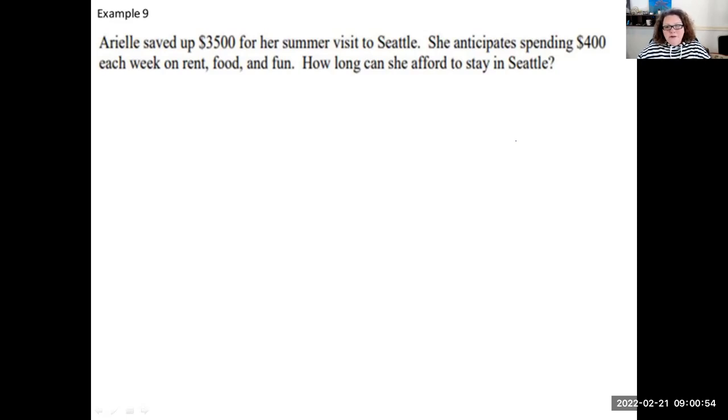Now, I don't even know where to start on this. We need a function to figure out what's going on here. Do we have a way to get two different points? No, there's only two numbers here. So they're actually giving us the numbers that we need for our function. Ariel saved up $3,500. So I'm just going to give you our basic function: f(x) = b + mx.